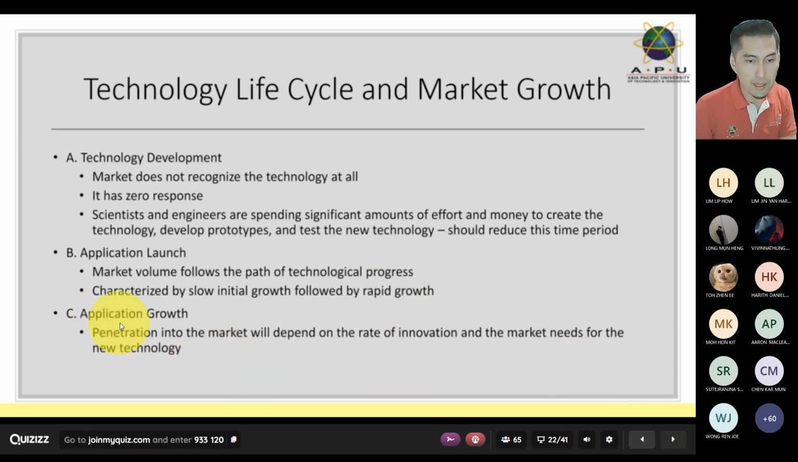All right. This is where penetration into market will depend on the rate of innovation and the market needs for the new technology. I will always like to say this is also very much depending on the marketing of the technology. Yeah, how is it being marketed to the customers as well?